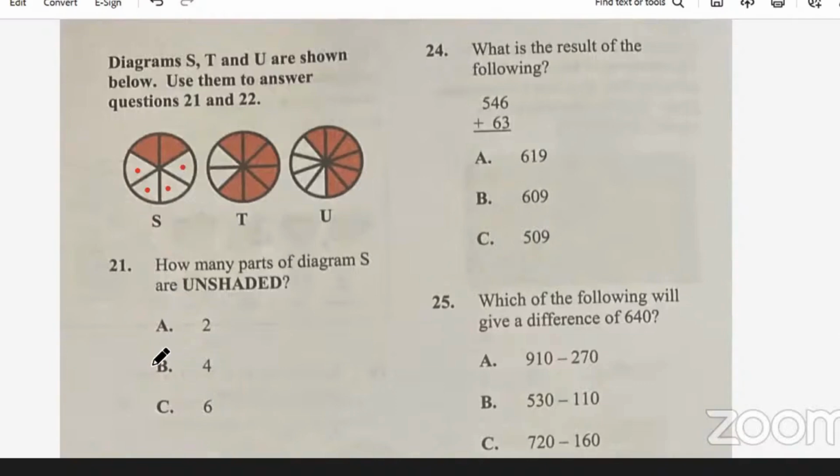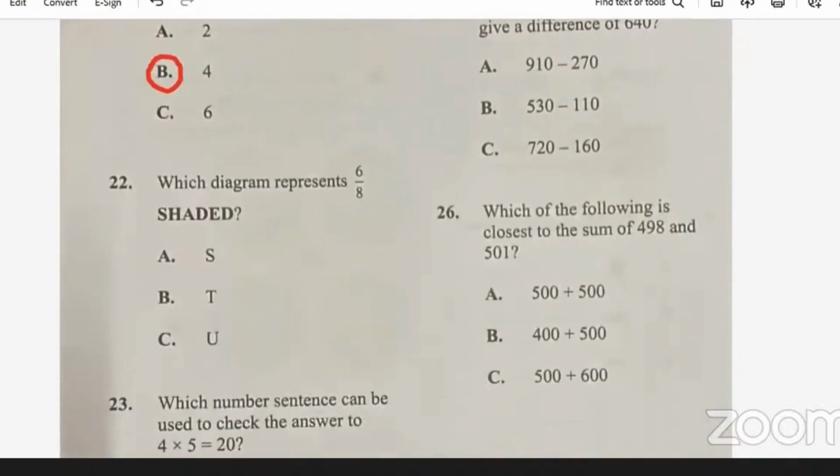And so it would be 4 parts that are unshaded. Okay, 4. So it's unshaded because it looks more like the paper. The shaded part would look like something colored in, so that's the one that was shaded. All right, so the question again was, how many parts are unshaded? So the answer would be B, 4 parts.